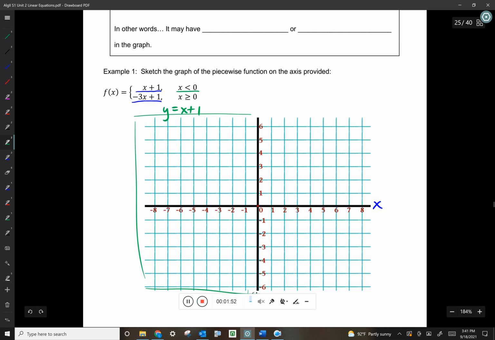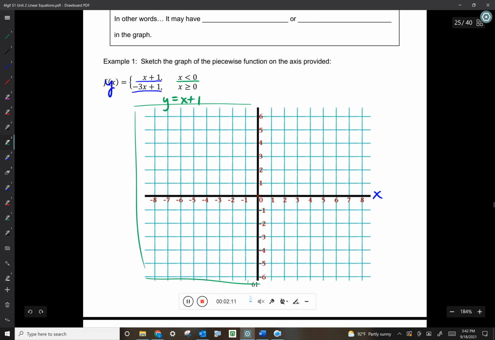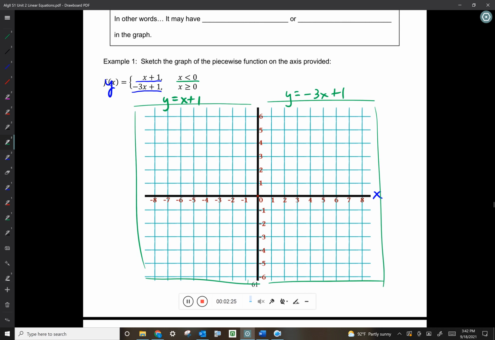x plus 1. And I say y equals because doesn't f of x just mean y? So this could have just as easily said y equals these two different things. But then notice it says we're going to use the negative 3x plus 1 whenever x is greater than 0. Well, isn't x greater than 0 over here on the other side? So everything on the right side is when we're going to use the equation y equals negative 3x plus 1. Okay, so there's two different equations, and we're going to use a piece of each of them.